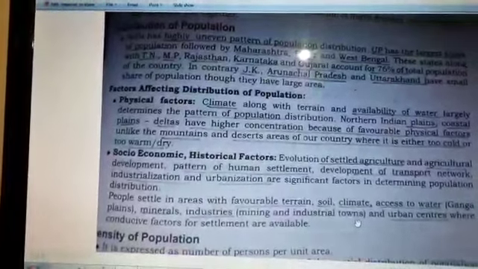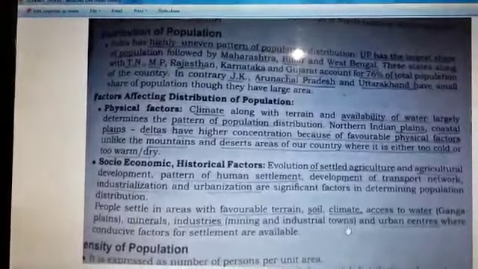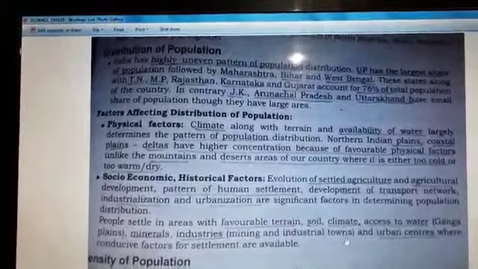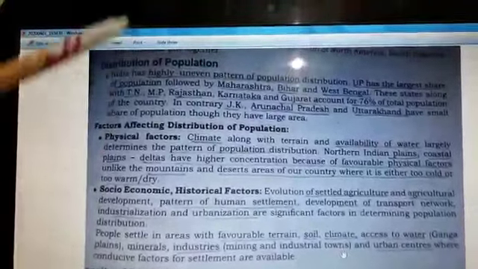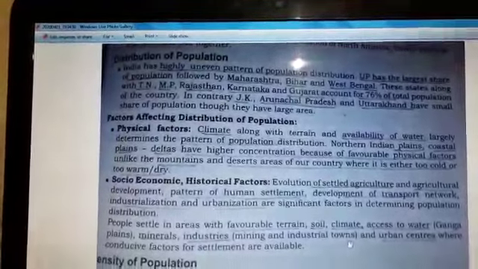So today we have discussed two topics. One, the distribution of population, and the second, factors affecting distribution of population, in which we have discussed physical factors and socio-economic and historical factors. So thank you for today.